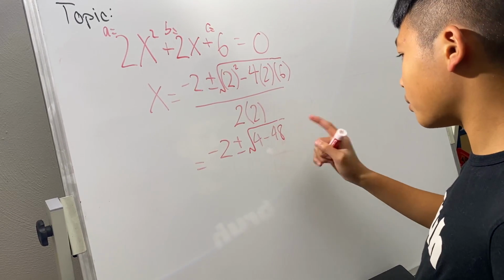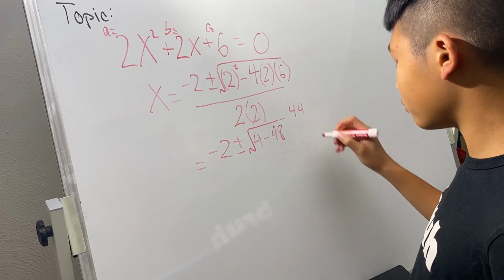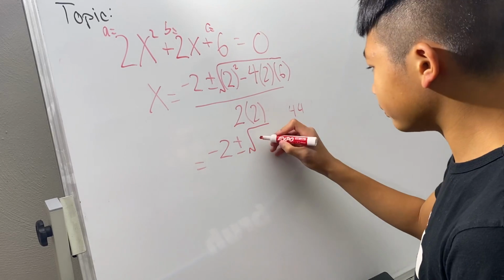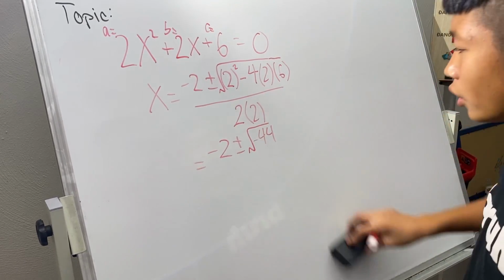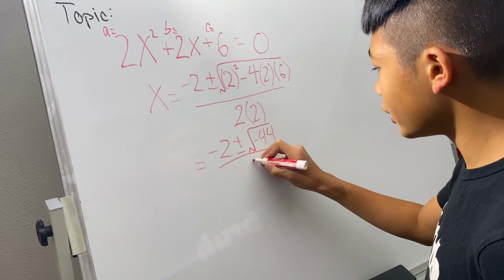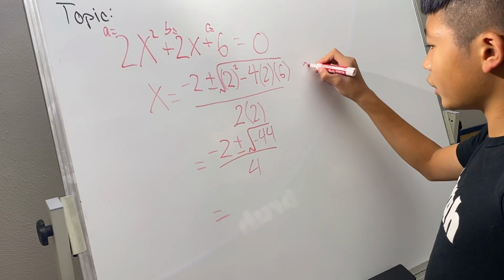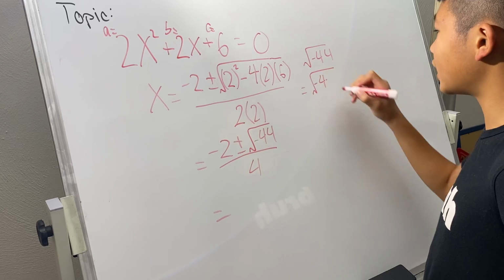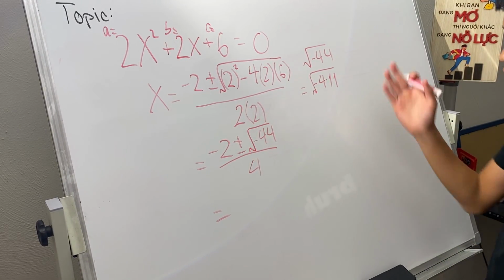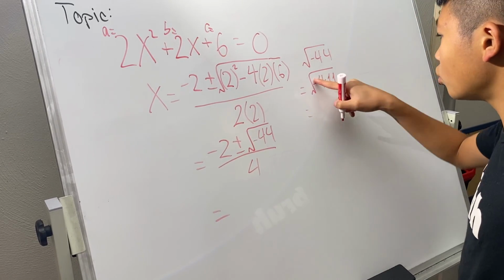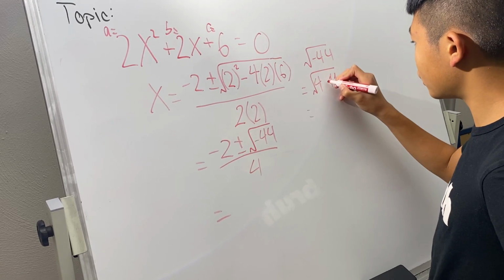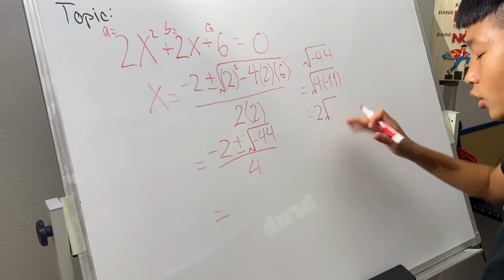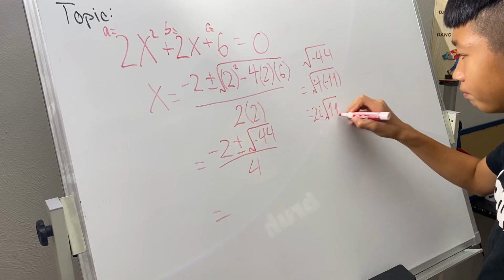So this you get 4 minus 48, which is minus 44. I do not know why it took me so long, but it's technically minus 44. Then over 4. Now this right here, you can reduce it. This is equal to the square root of negative 4 times 11, right? Because negative 4 times 11 is minus 44. So you break it, you get square root of 4, which is 2, times the root of minus 11, which is 2i root 11. That's it.